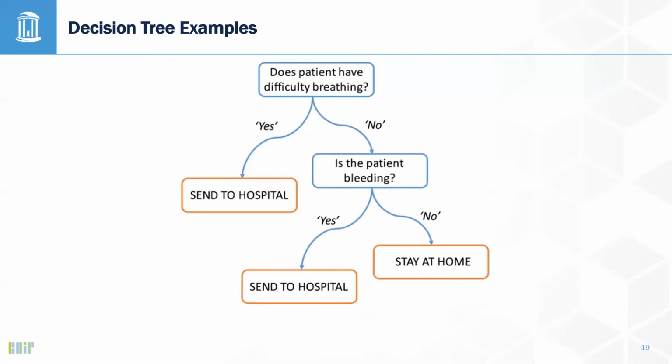In addition, each branch or split is based on a single variable. For instance, the first split is whether a patient has difficulty breathing. This would be its own variable in a data set, and this variable will tell us whether a specific patient was having difficulty breathing or not.